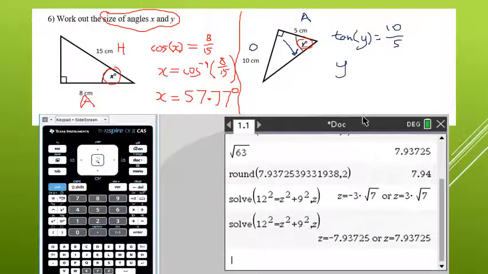And the opposite operation of tan is tan to the -1, or the inverse of tan. 10 on 5, I could have written that as 2 if I wanted to, because 10 divided by 5 is 2, but we don't need to. We can just simply type that on the calculator as it looks, and when I do that on my calculator it comes out to 63.43 degrees.